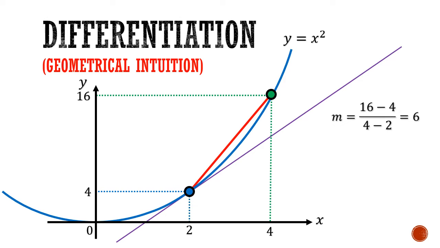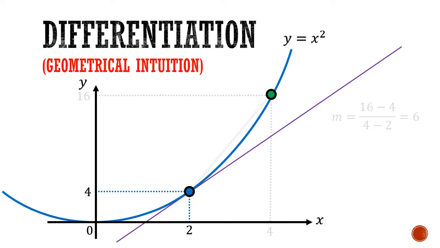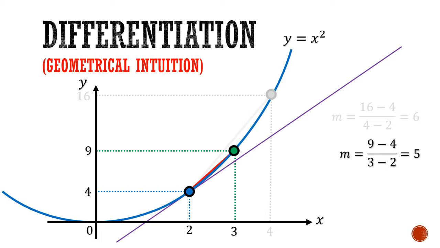Now this is clearly not the answer, but it's not horribly far away from the truth. So how can we get a bit better in terms of our estimation? How about if we shift the green point closer to the blue point? So now I've shifted it to x equals 3, and the corresponding y value will be 3 squared or 9. You can see that if I construct a new secant, this red secant will give us a gradient of 5, a much better approximation.